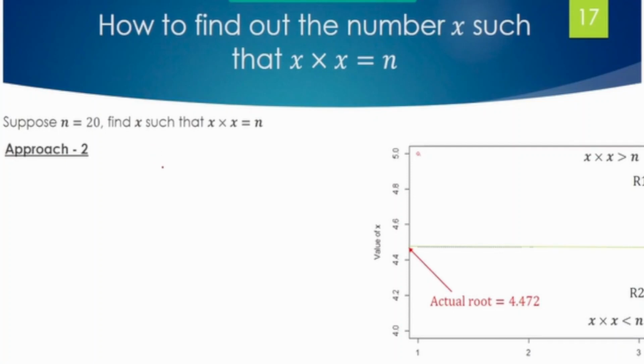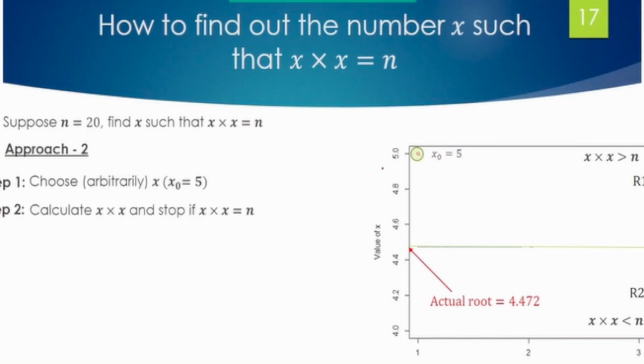Since it's a check and guess method, you need to do the first step. You need to choose x arbitrarily. In this case, we are choosing the same value, x0 equals 5. This is the point I have marked. Now the next step, you will check whether this value squared equals n or not. If it is n, then we will stop. But we found that it is 25, which is not equal to n. So that means we have not found the actual root.